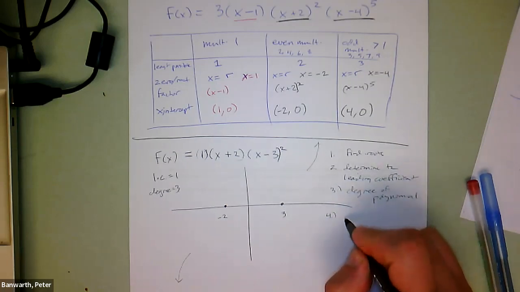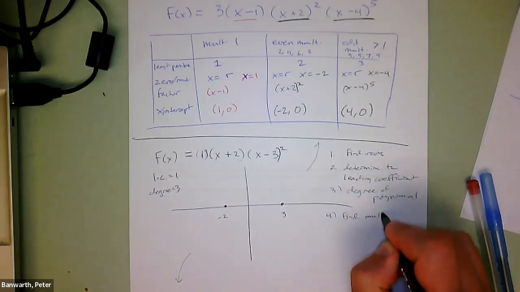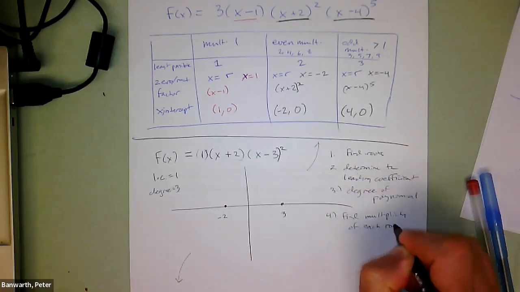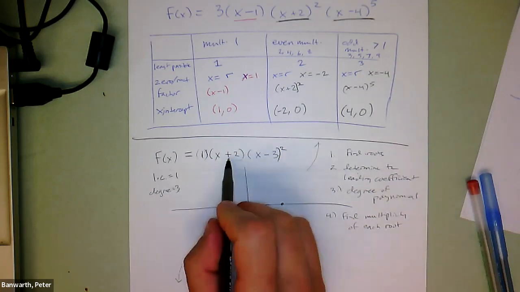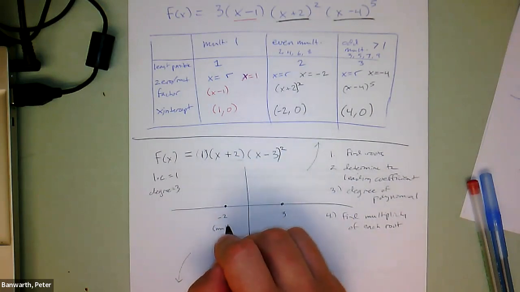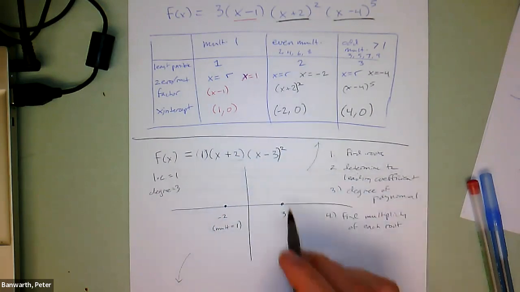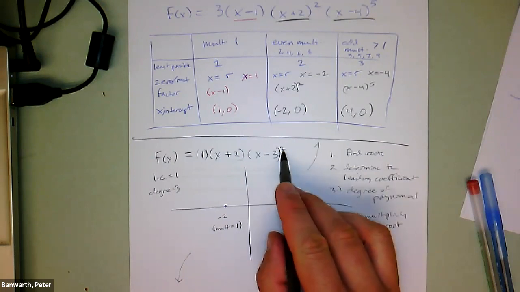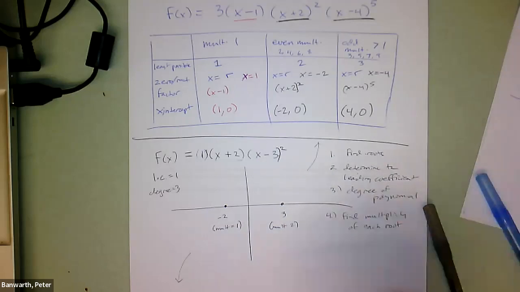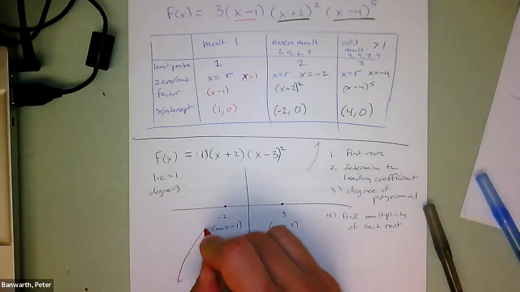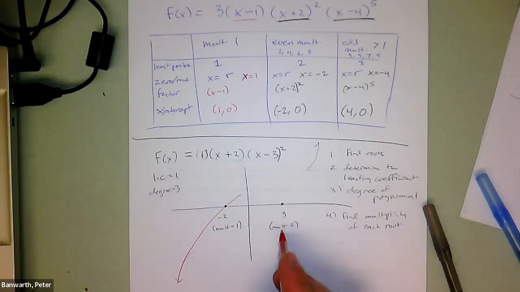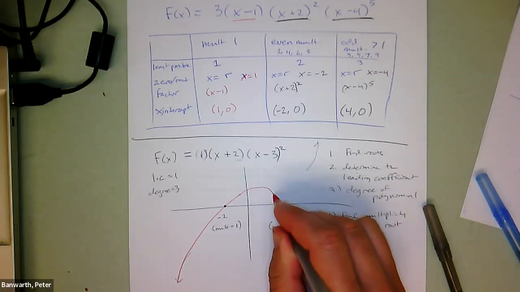Now I'm going to find the multiplicity of each root. So for my root at x equals minus 2, the power on there is 1, so this has a multiplicity of 1. And for x equals 3, the power is 2, so this has a multiplicity of 2. That means when I trace my graph, multiplicity of 1 means it has to cut straight through, just like the line. And a multiplicity of 2 means it has to bounce off like a quadratic.